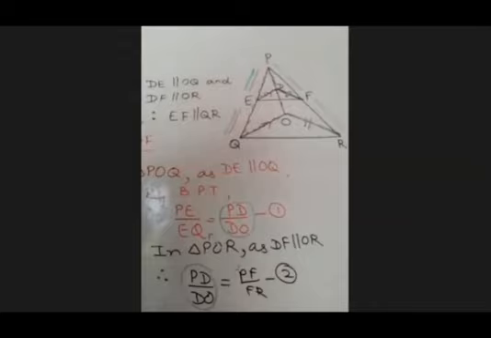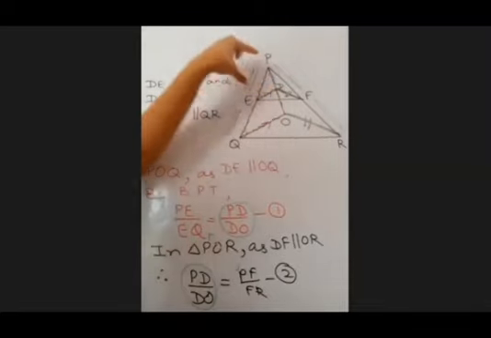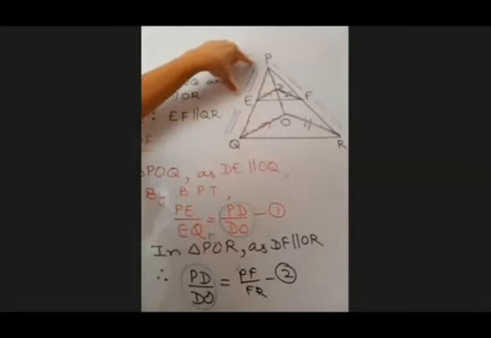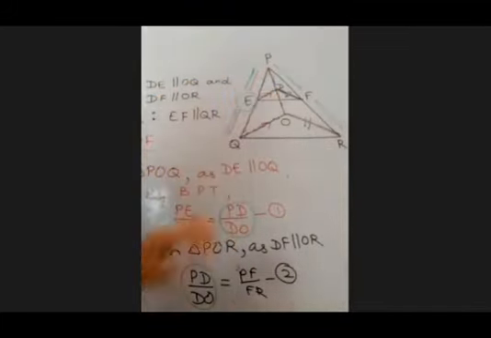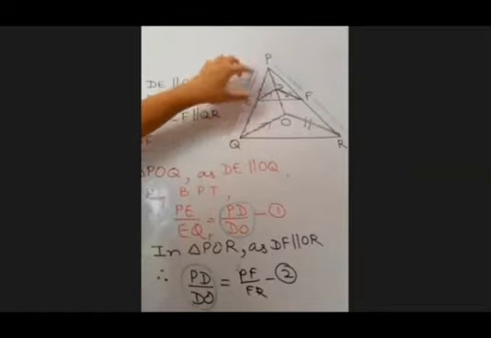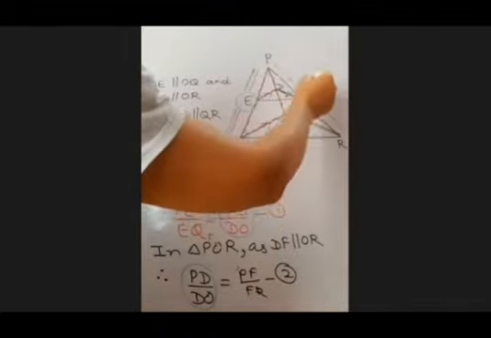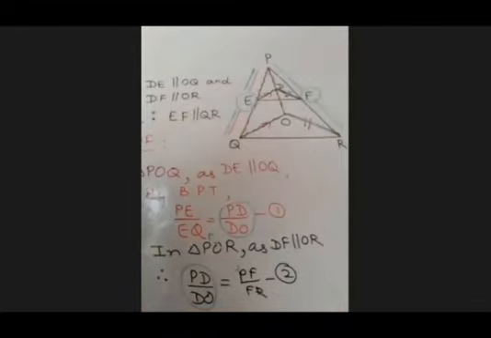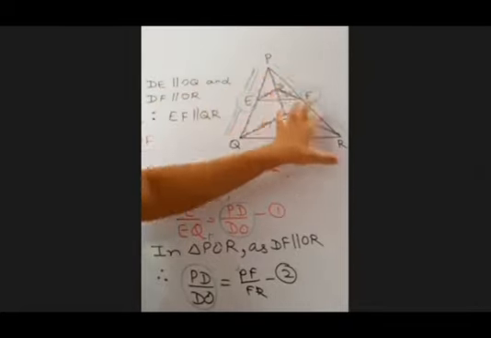Which triangle is being formed now? EQR. I'm again repeating, beta. PE upon EQ. Can you tell me the point of division? Here it is E. PE upon EQ is equal to PF upon FR. What is the point of division here? F. Now, in triangle PQR, two sides are in proportion.